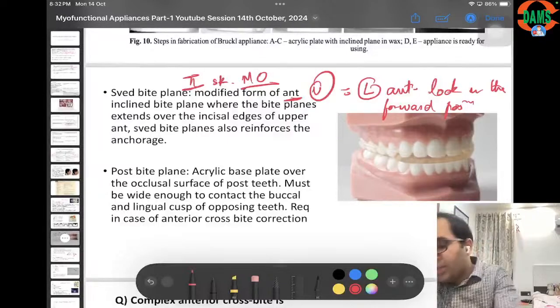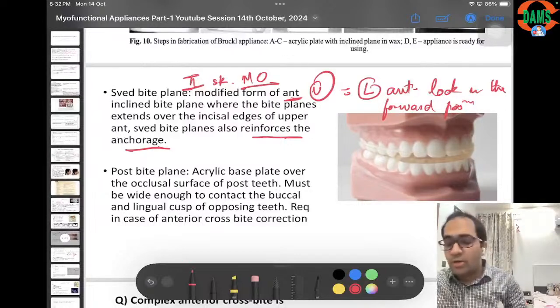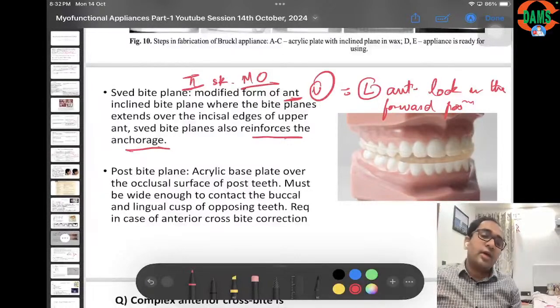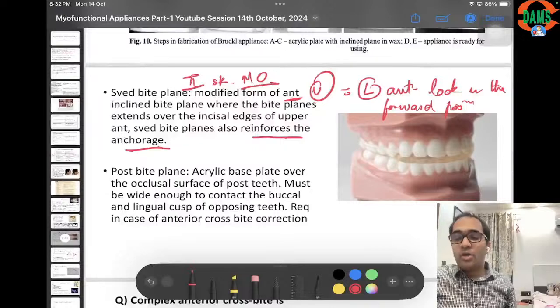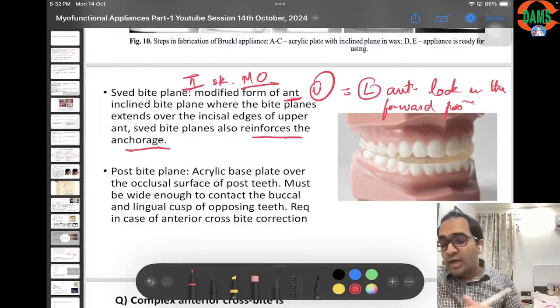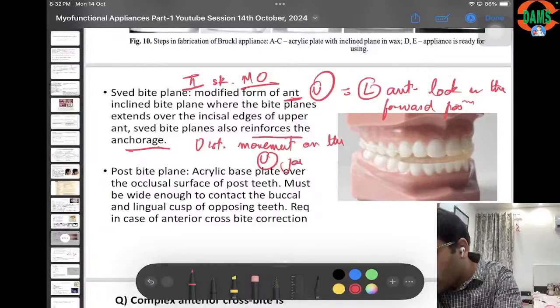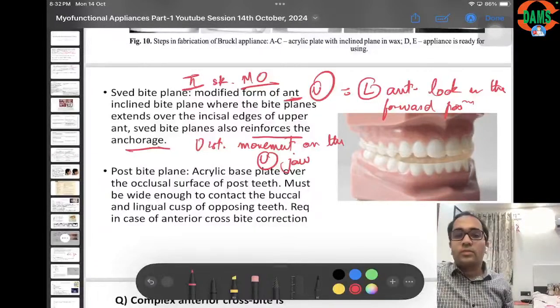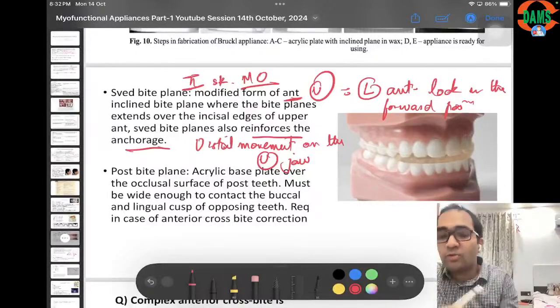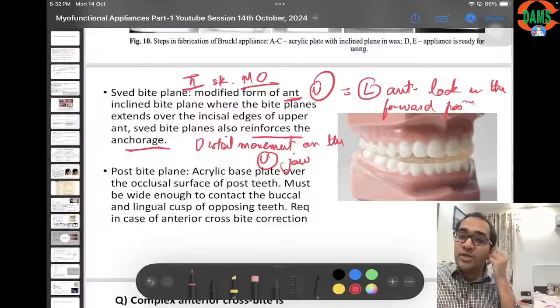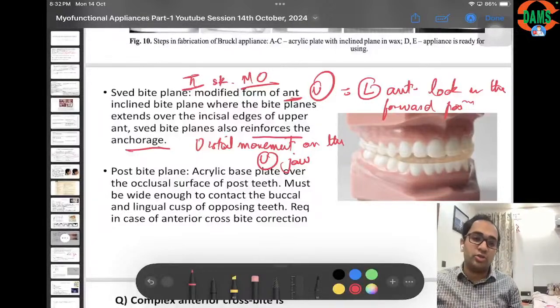Okay, what is the additional advantage? It reinforces the anchorage. How? As I told you, it will give a forward or mesial movement on the lower teeth, and at the same time it will have a distal force on the upper jaw. So if a distal force is acting on the upper, it will lead to the posterior movement of the upper teeth, thus reinforcing our anchorage.